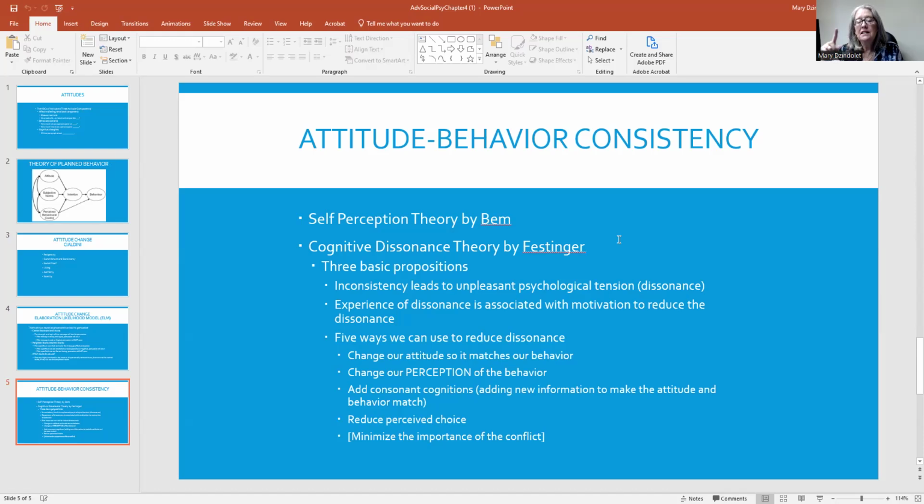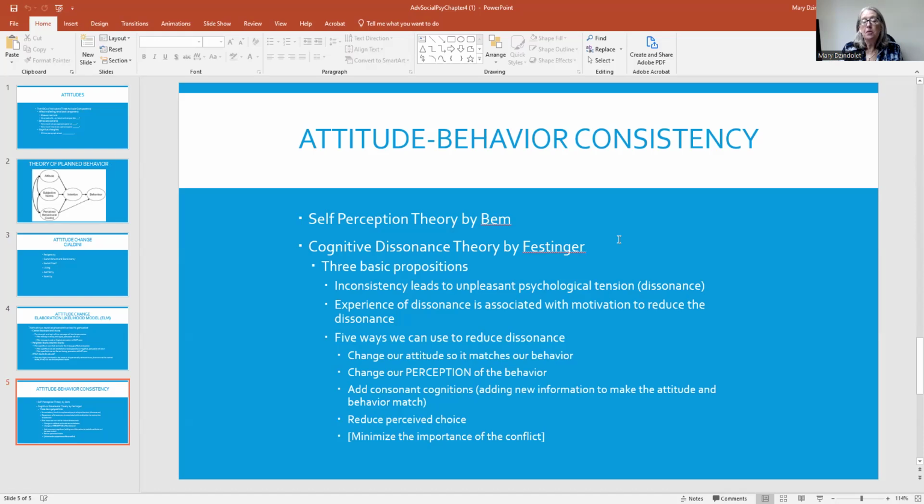So he says inconsistency leads to unpleasant psychological tension. In this case, we're going to talk about inconsistency between our thoughts and feelings and our behavior. So if your thoughts and feelings are that you should exercise and your behavior is you haven't exercised in a month, you are going to be in this unpleasant state of psychological tension that he calls dissonance. We're dissonant.